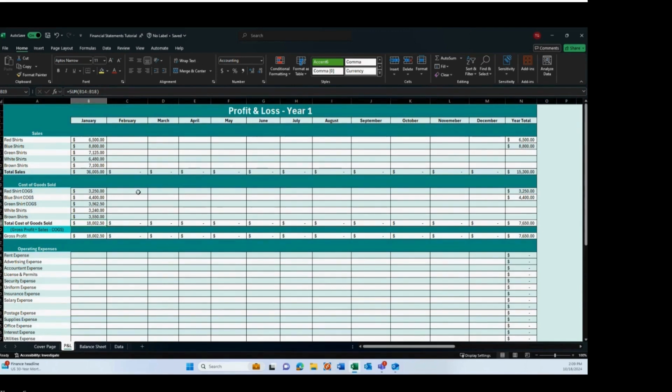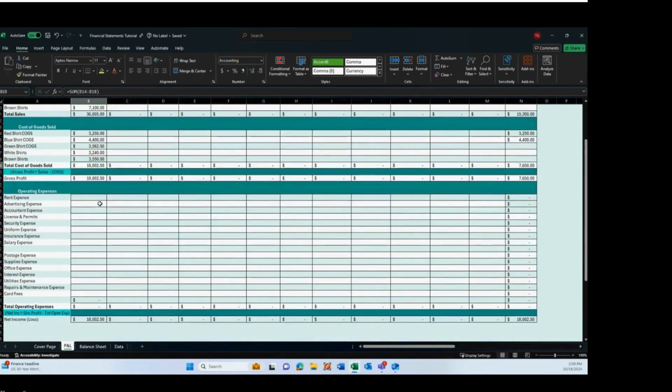$18,002.50. Now, we've yet to deduct all of our other expenses from that. So that doesn't mean we made a profit of $18,002.50. That means we made a gross profit. Now we have to subtract those expenses from that gross profit to see what our net income is going to be.